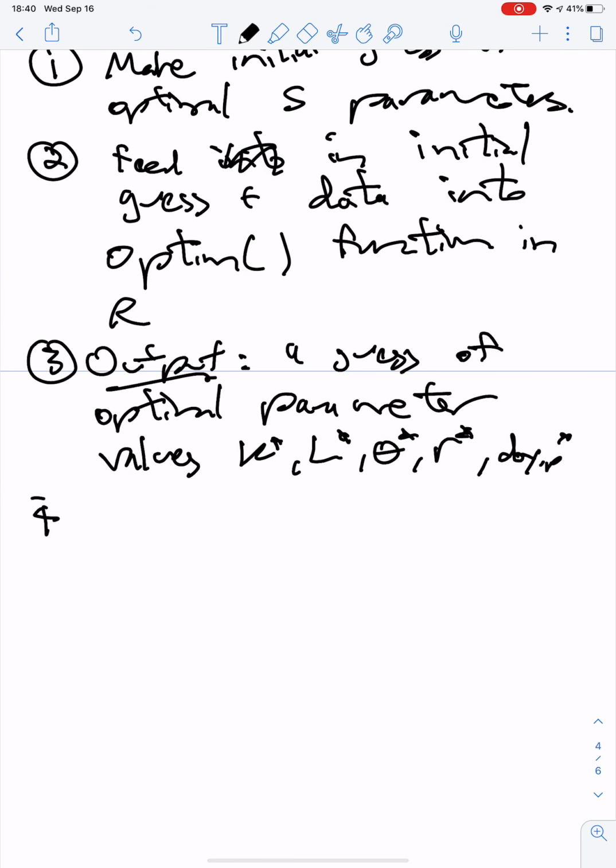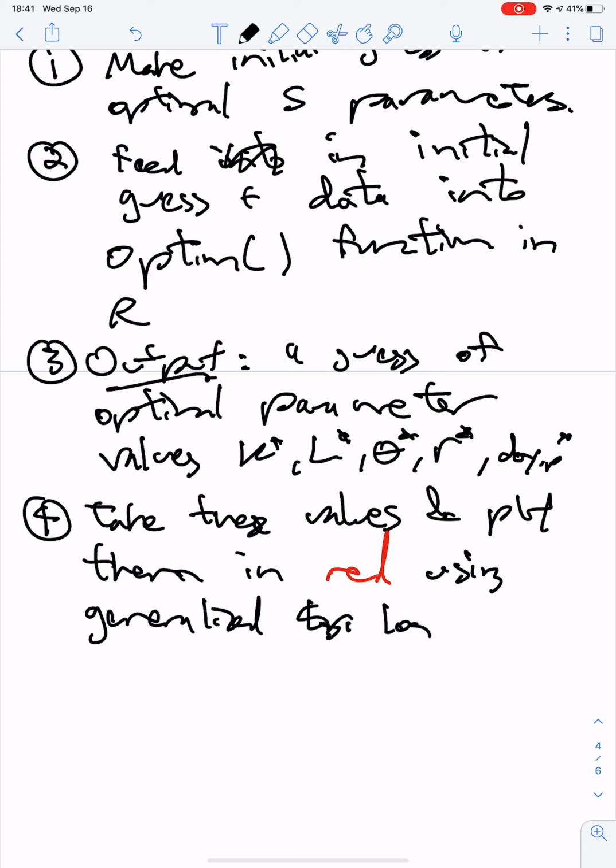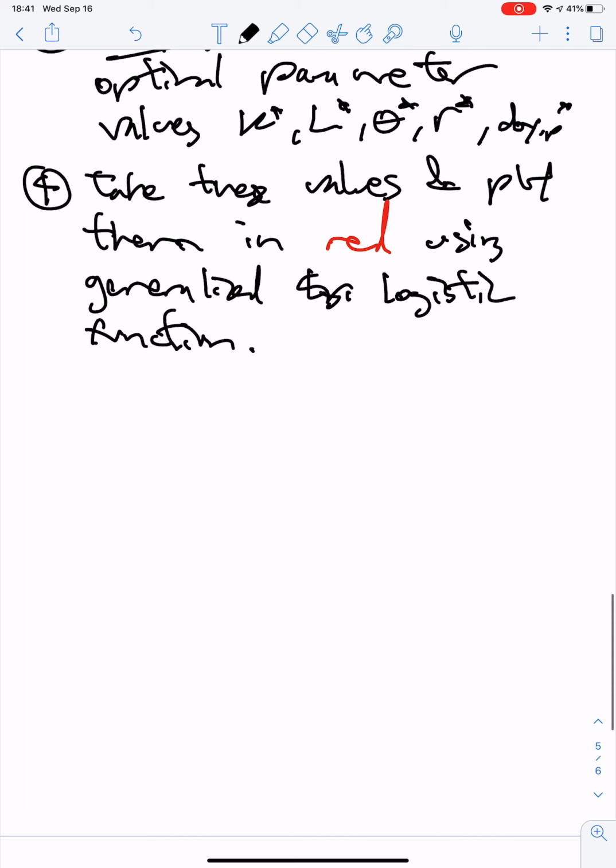Then what are we gonna do? Number four, take these values and plot them in red. We're gonna plug in those values and plot them in red using that crazy generalized logistic function. All right? So this might all seem abstract, but don't worry, folks. In lecture, we're gonna do this using the eyeball method first, and then I'll show you the code, and you'll see that it's actually quite intuitive.